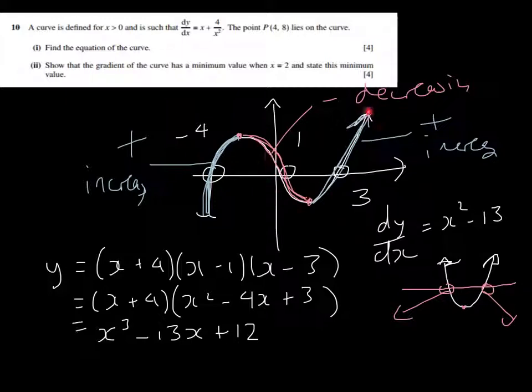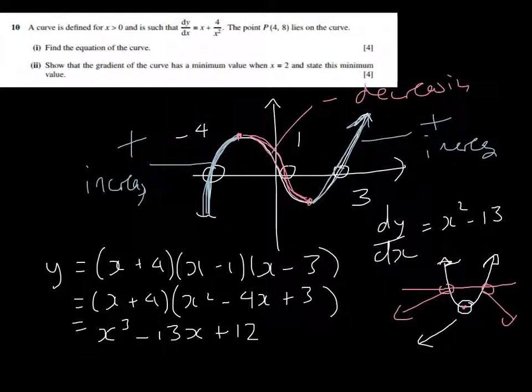So the stationary values of the curve, you differentiate it, and they will be the same as these values here on my gradient function. Now what this question is asking is, find the minimum value of the gradient of the curve. If I look at this function here, which is a quadratic function, you can see straight away what the minimum value of the gradient possibly can be. It's that value there.